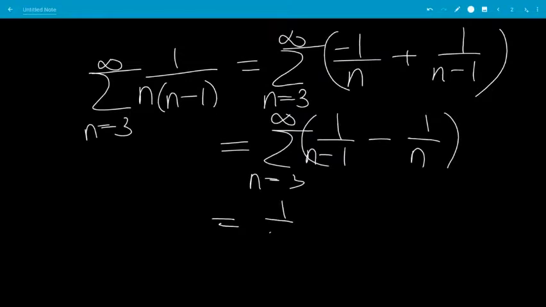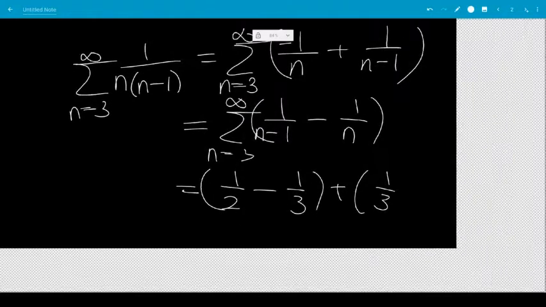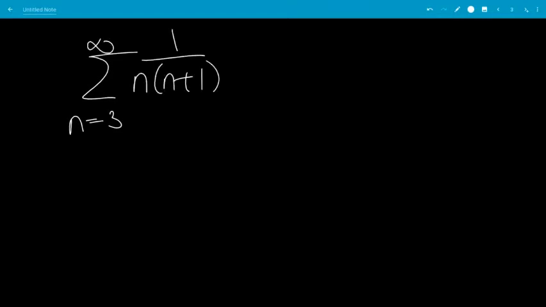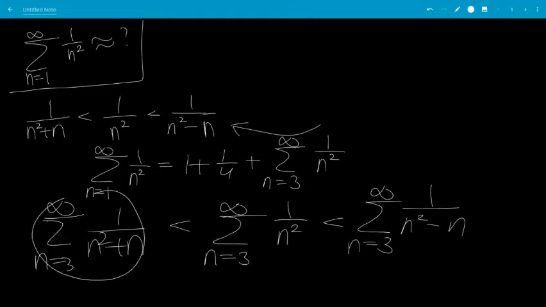So this will be 1/2 minus 1/3 plus 1/3 minus 1/4, and so on. This will cancel with something. 1/3 and negative 1/3 will cancel, and this will just be 1/2. Next, the sum as n goes from 3 to infinity of 1 over n times n plus 1. So this is n squared plus n. So this is this bound right here.